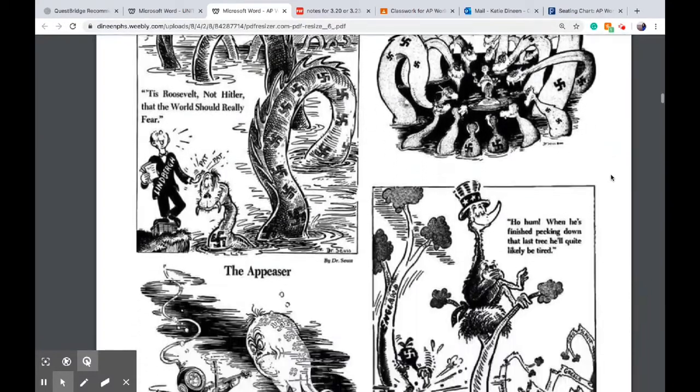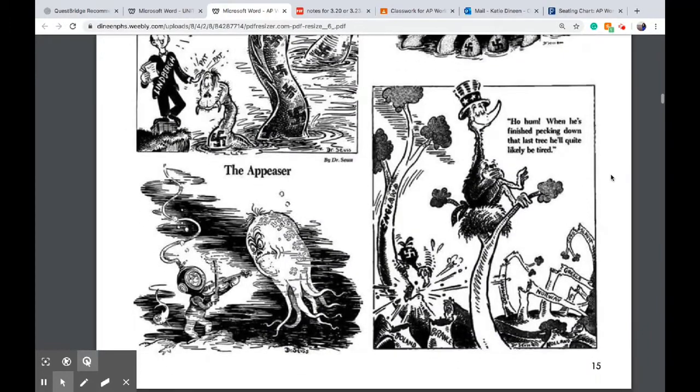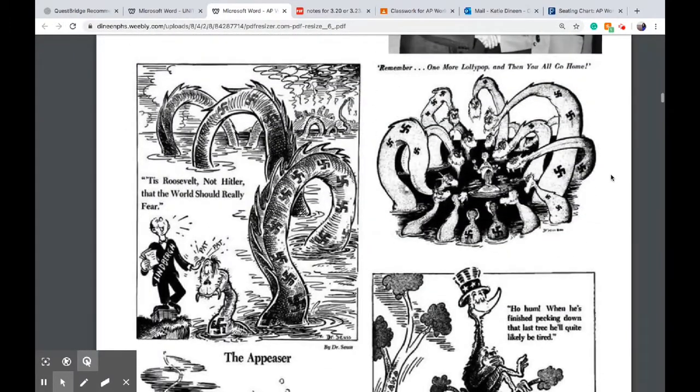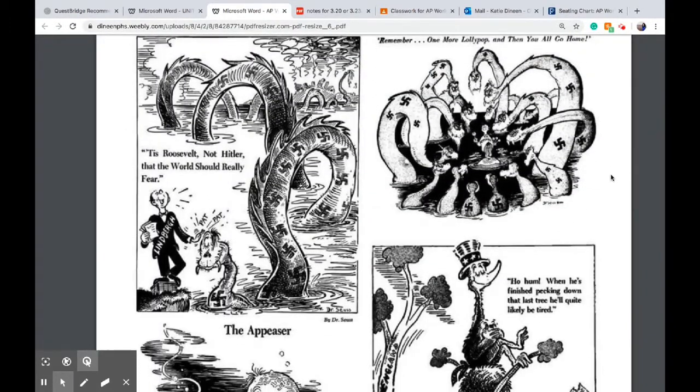We actually see here a collection of cartoons created by Dr. Seuss criticizing American policies that promoted appeasement.